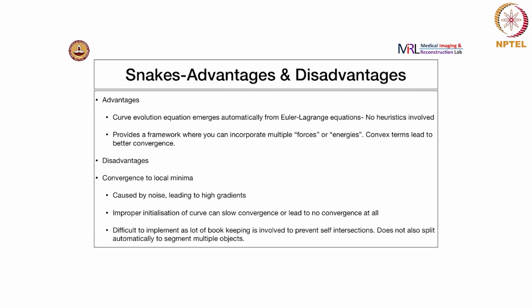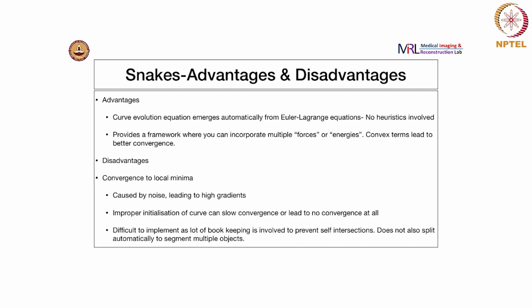So what are the advantages of this snake? The curve evolution equations emerge automatically for you. You didn't do anything other than intuitively decide this, right? You intuitively decided, I want a smooth curve and I want it to be attracted to gradients. That's the condition you imposed, and the rules for moving the curve around, the mathematics for moving the curve around, came out automatically.